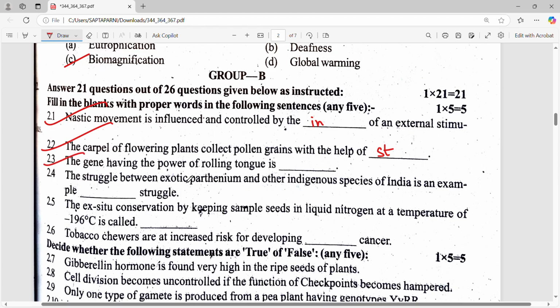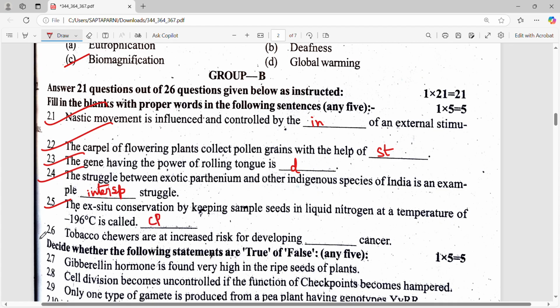Next, the gene having the power of rolling tongue is the dominant gene. Okay, dominant gene. Next, the struggle between the exotic Parthenium and other indigenous species of the India is an example of interspecific struggle. Interspecific because two different species are involved here. So interspecific struggle, not intra. Okay. The ex situ conservation by keeping the sample seeds in liquid nitrogen at a temperature of minus 196 degrees Celsius is known as cryopreservation.